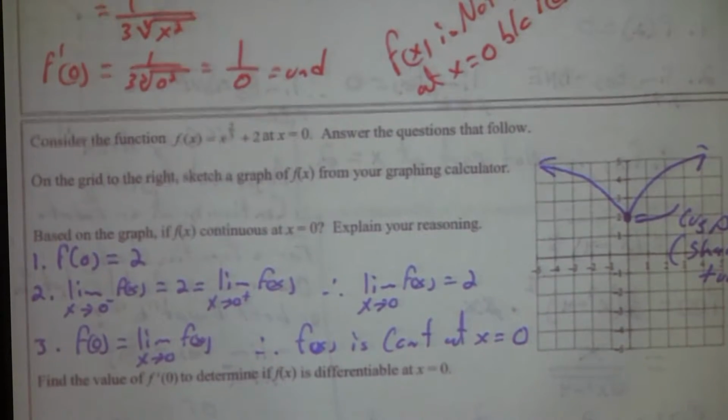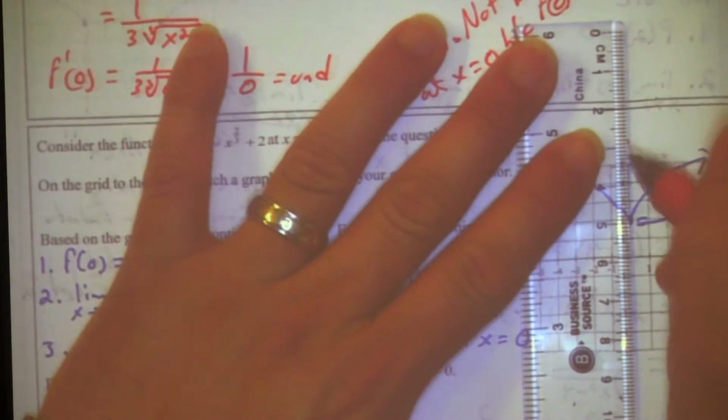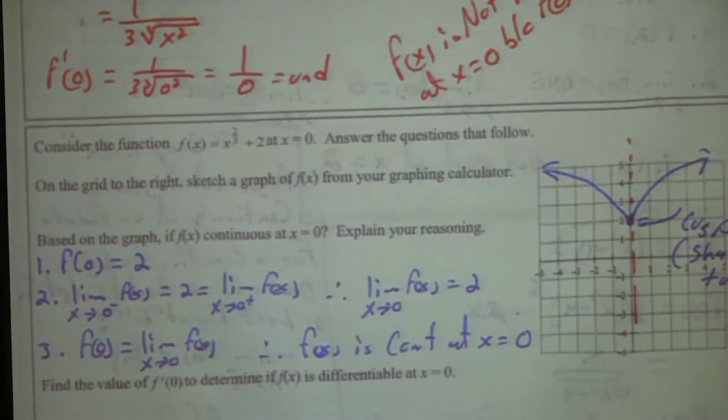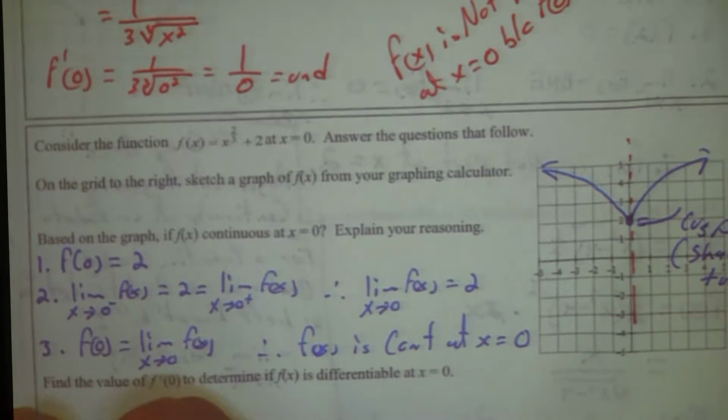Alright, so now let's check the differentiability. Again, we said that we were going to have a what? Vertical tangent line right there. Alright, so let's prove it. So what's the derivative of f?